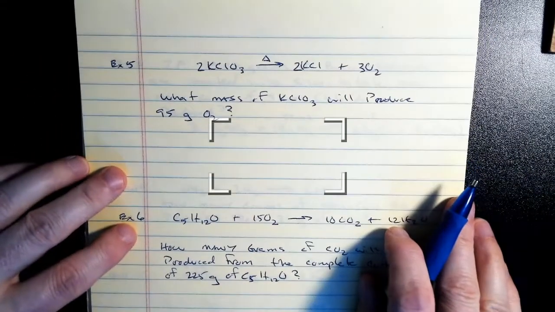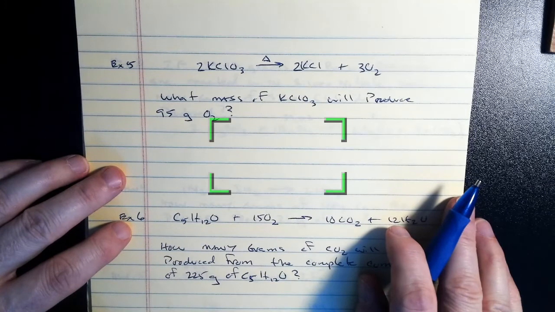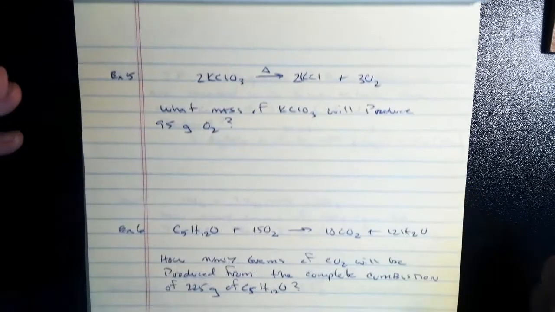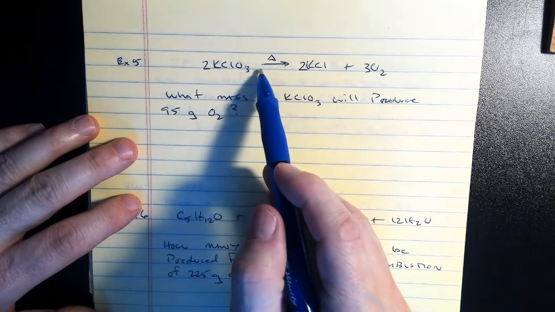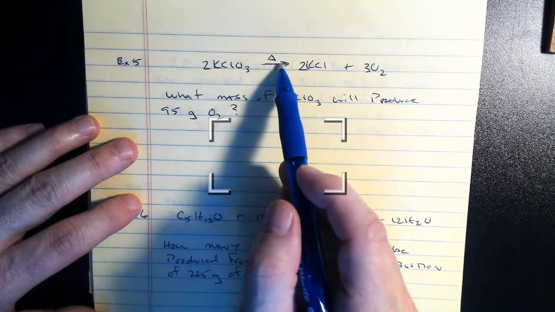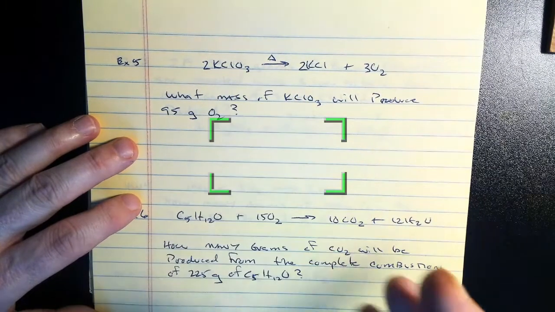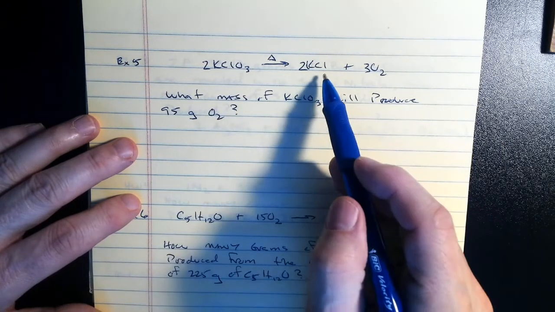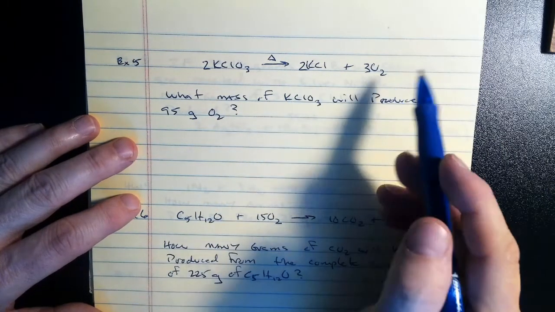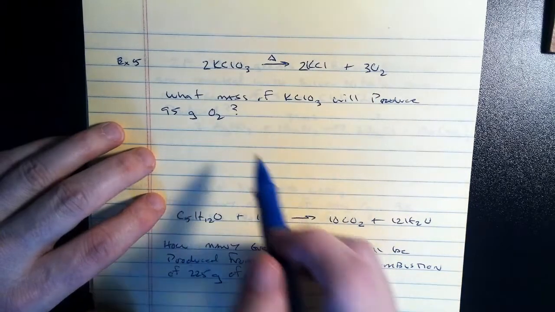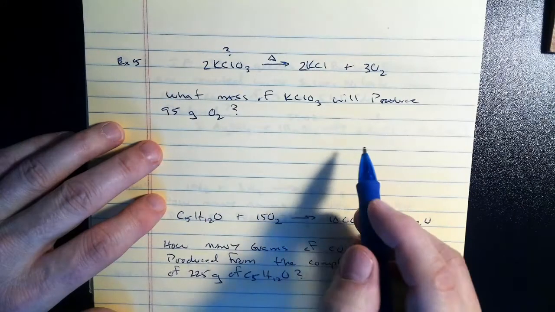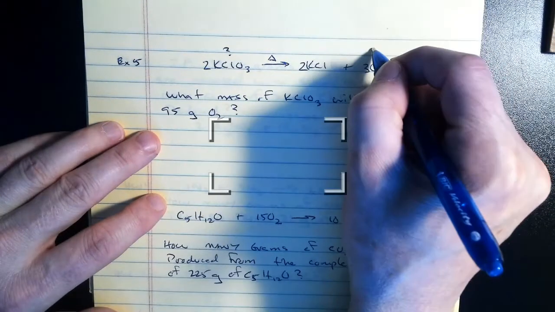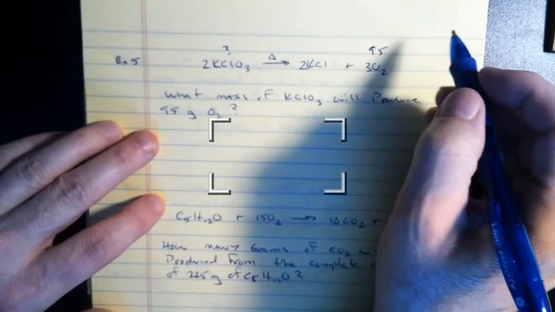And now we're going to example 5. This is already balanced. Potassium chlorate undergoes decomposition by heating. The triangle with the arrow means you're heating this to produce potassium chloride plus oxygen. So what mass of KClO3, so we're going to put the question mark right there, will produce 95 grams of O2?